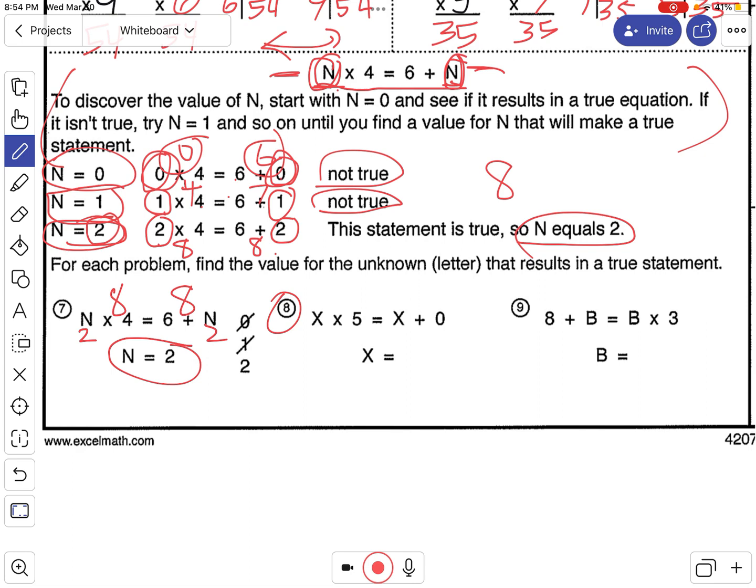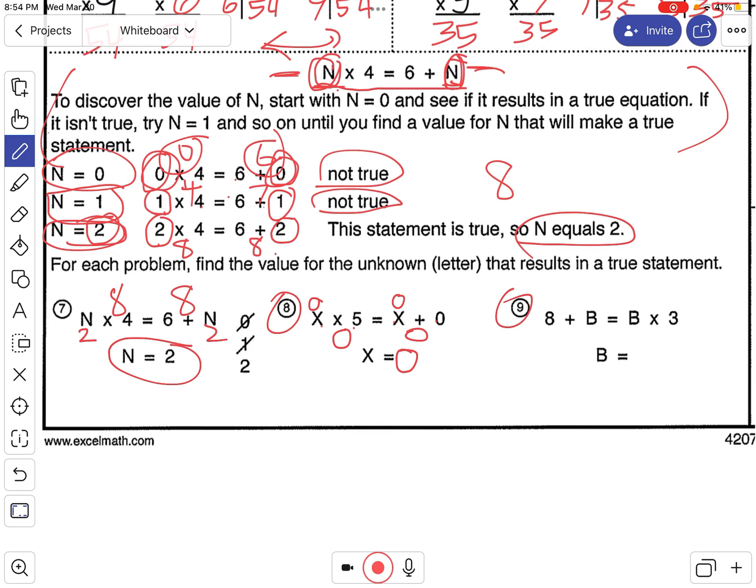X here is equal to, let's try 0 to start. Put 0 in there and 0 in there. 0 times 5 comes out to be 0, and 0 plus 0 comes out to be 0. Hey, wait a minute. 0 works. So X is equal to 0. Didn't have to work too hard on that one. Okay, try number 9, and then turn the video back on. Here we go. You should have already done this.